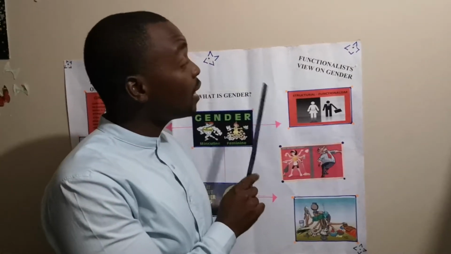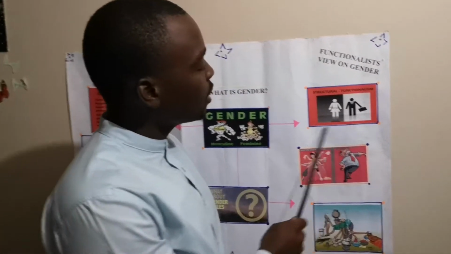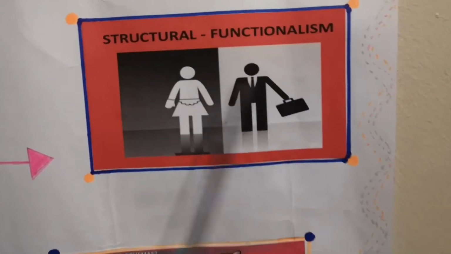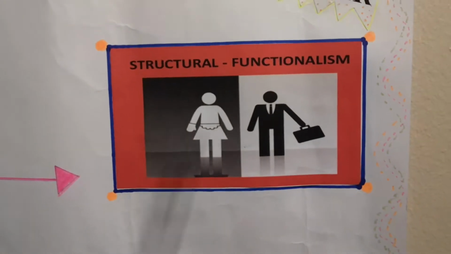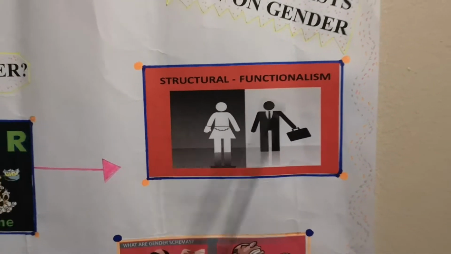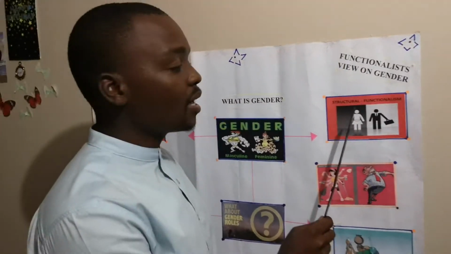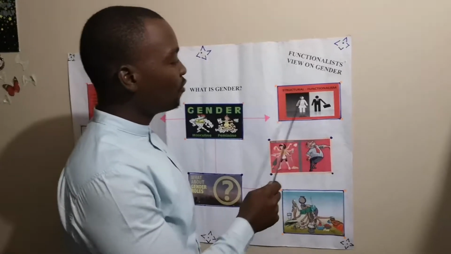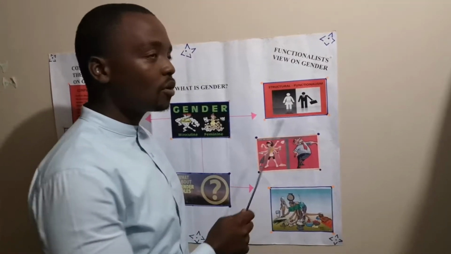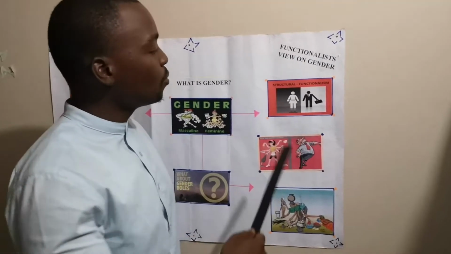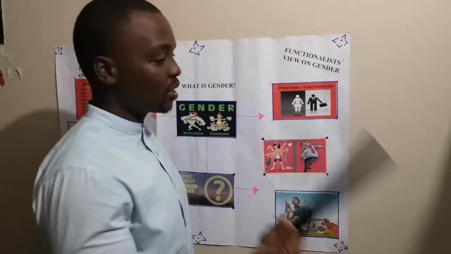Alright guys, now let us look at the pictures under the functionalist view on gender. The first picture clearly shows a male and a female, seemingly both equal, but they are put under different shades. That shows that each person does his own thing. There are differences in terms of their gender roles. Functionalists believe that this is important because it contributes to maintaining stability within a society.